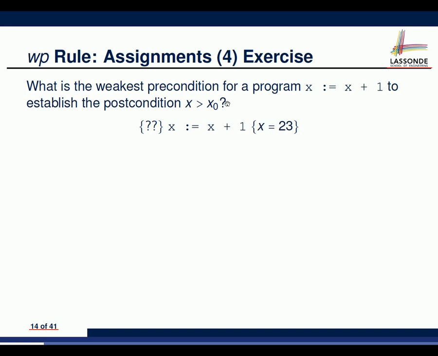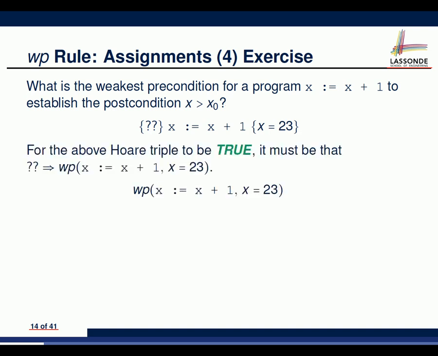So I'm asking the following question here. If the implementation is x assigned x plus 1, and the postcondition I would like to establish is x equal to 23, what should be the weakest precondition? Huh? Anybody? x equal to 22, right? You simply substitute x by x plus 1. That means you got x plus 1 equals 23, so you got x equals 22. So that is the weakest one. Okay? So the weakest precondition for this would be just x equals 22. Let's agree on that.